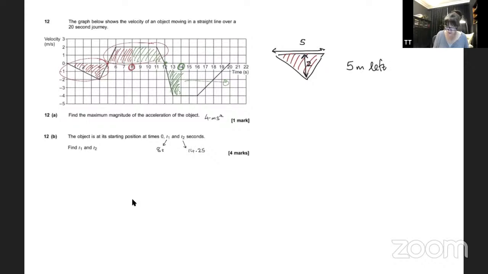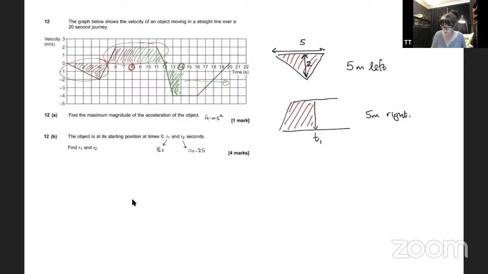Okay, so what we're trying to do is find the time at which I have now traveled 5 meters back again. So I've gone 5 meters to the right. So I'm now back where I started. That's what we're trying to find. So we're trying to find that time.